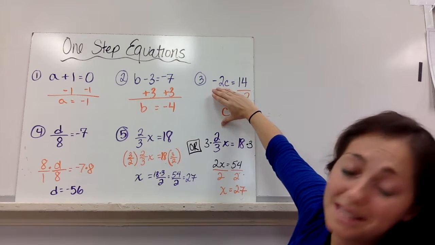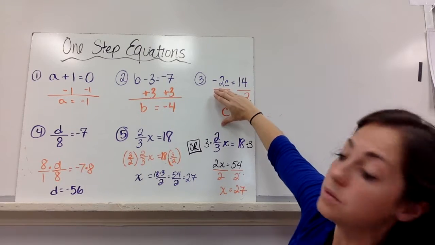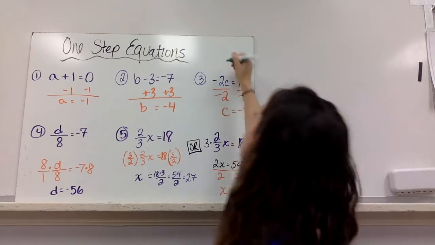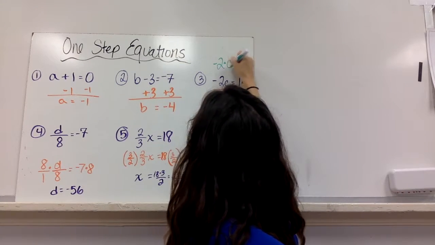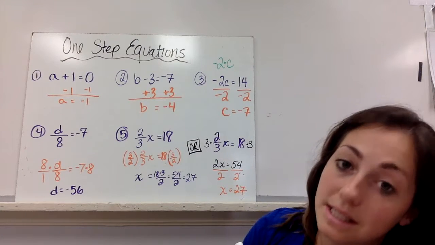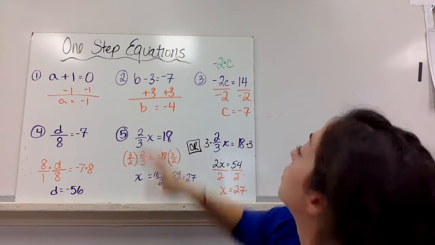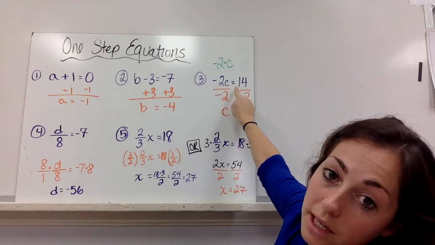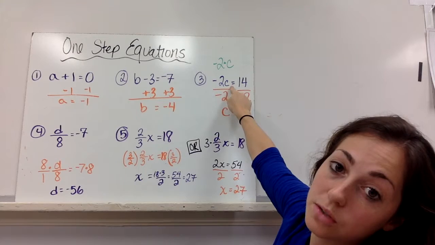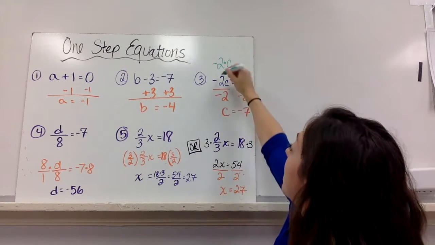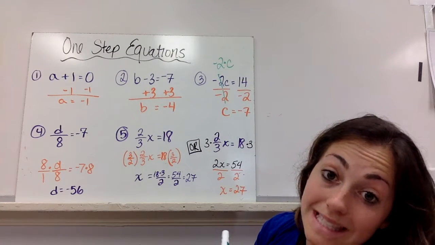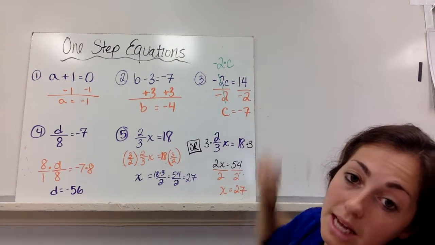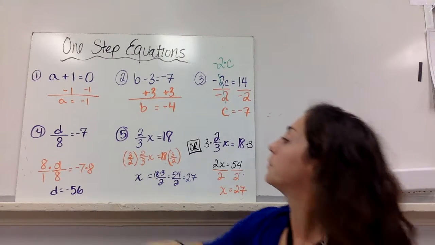Undo the variable. Well, what is even happening to the variable? If I don't see an operation, that means it's multiplication. So this is really negative 2 times c equals 14. So to undo multiplication, I do the opposite, which is division. So this fraction bar here represents division. So I have negative 2c divided by negative 2. That is going to equal 1c, which is just c. And then 14 divided by negative 2 is negative 7. All right, cool. Keep going.